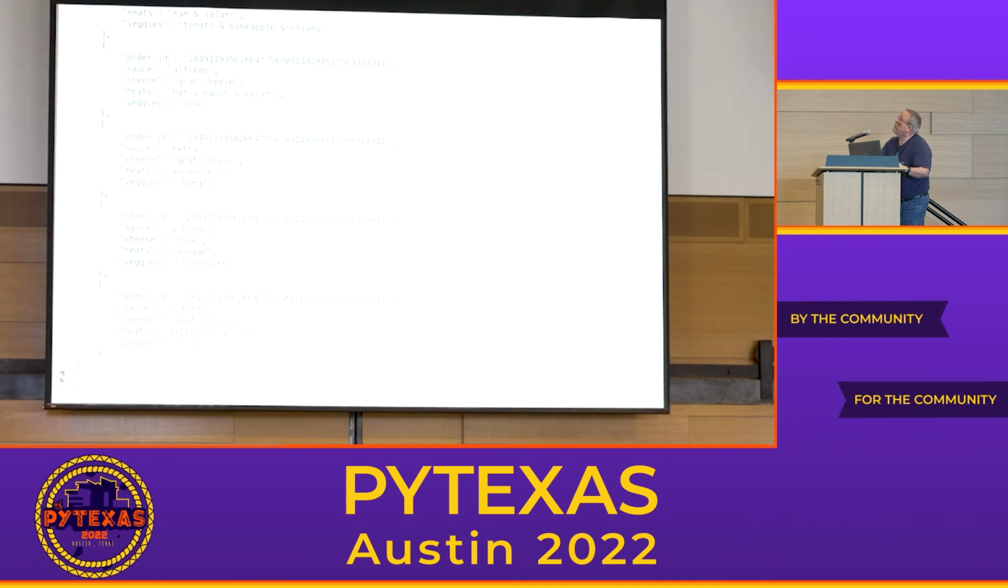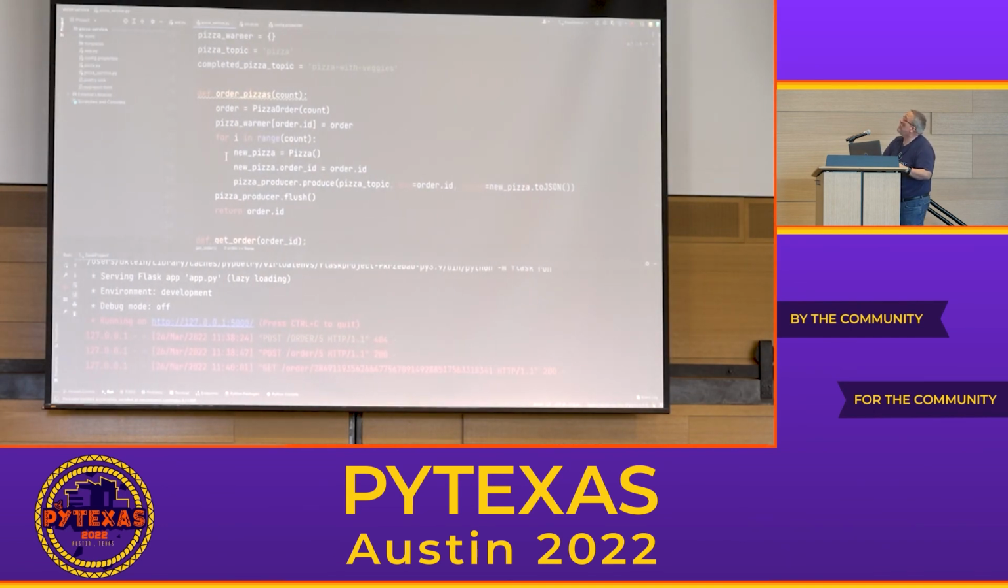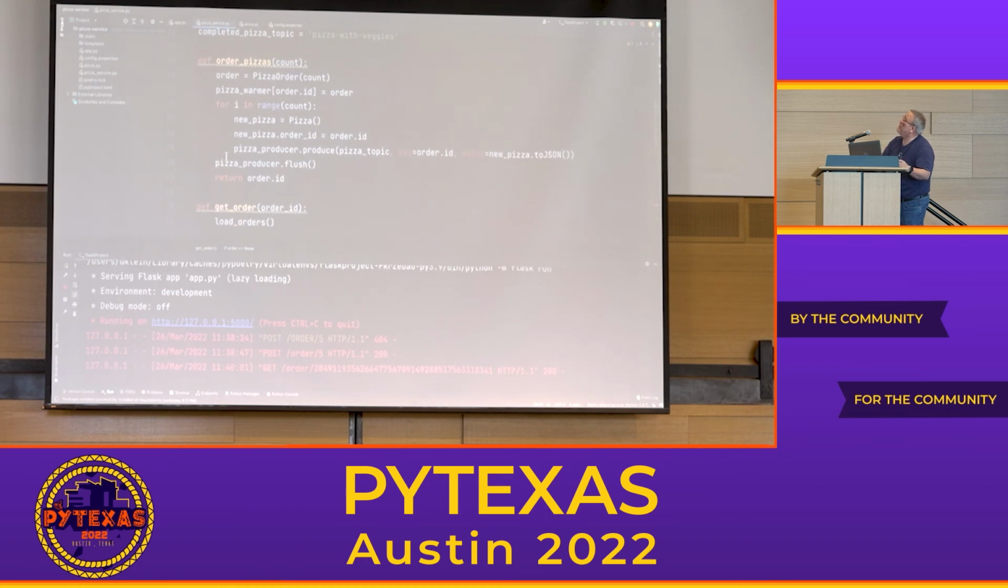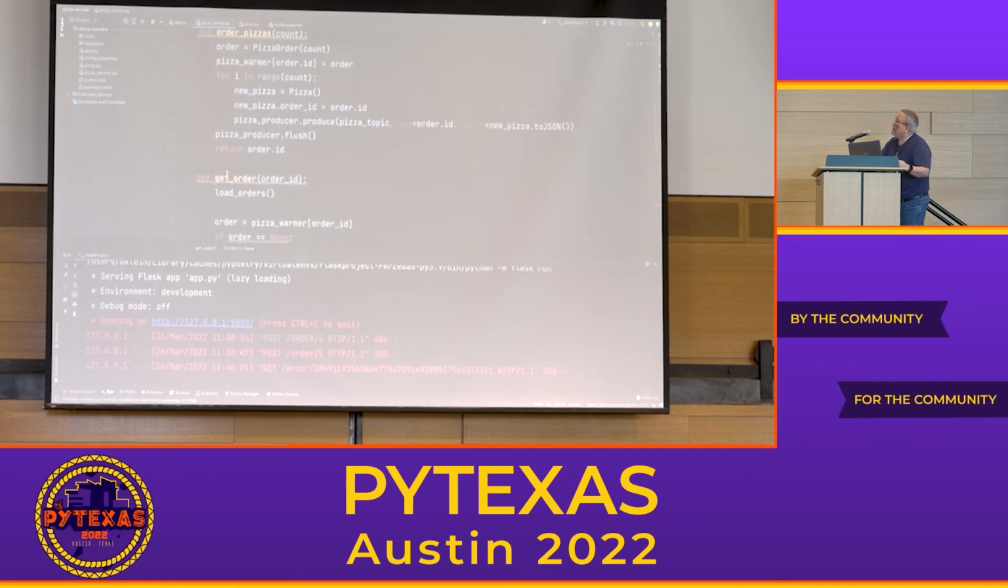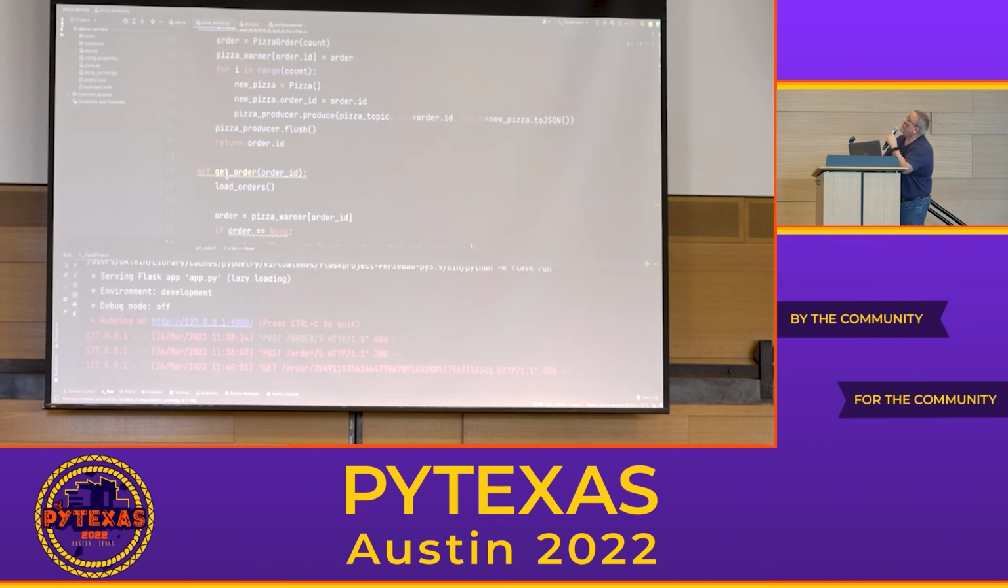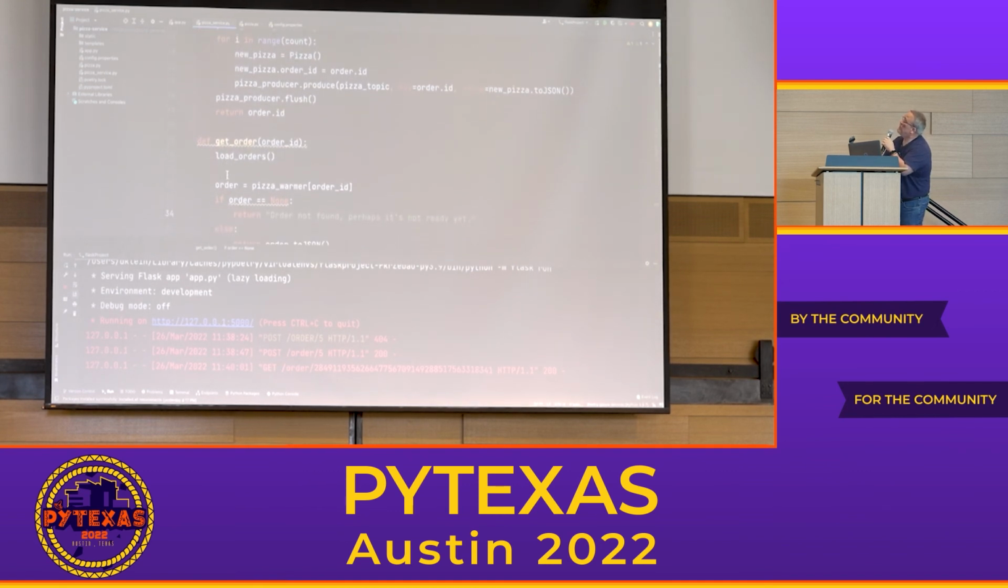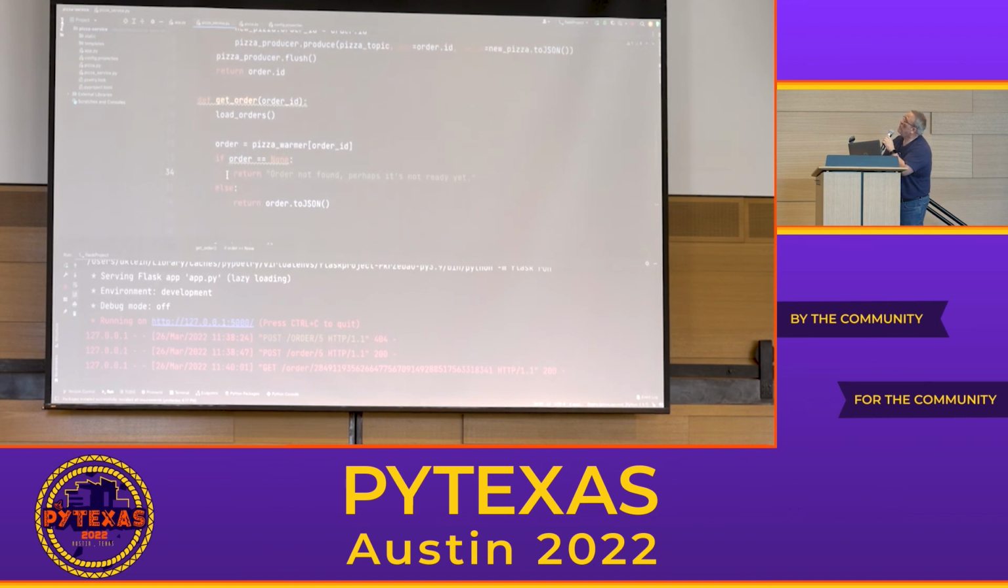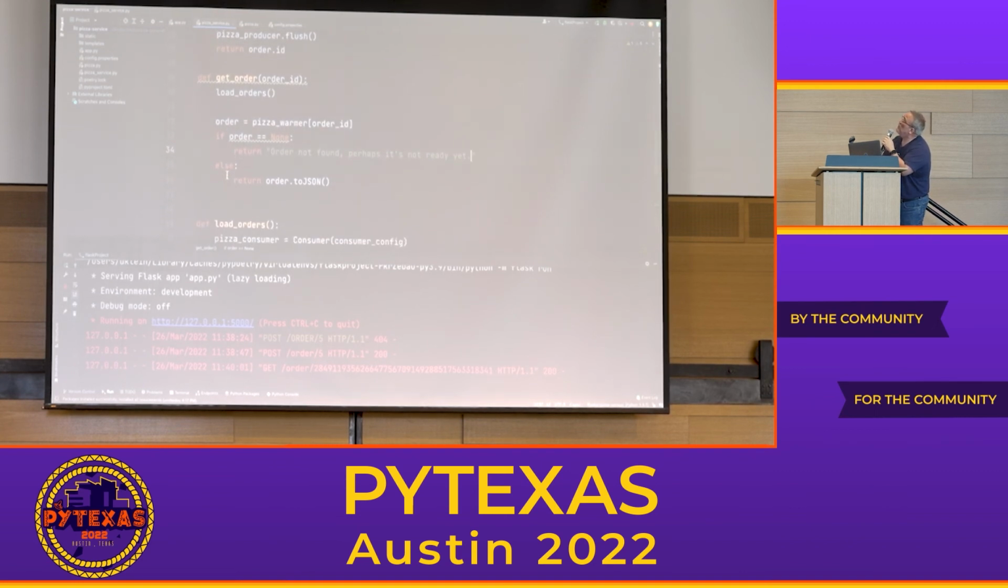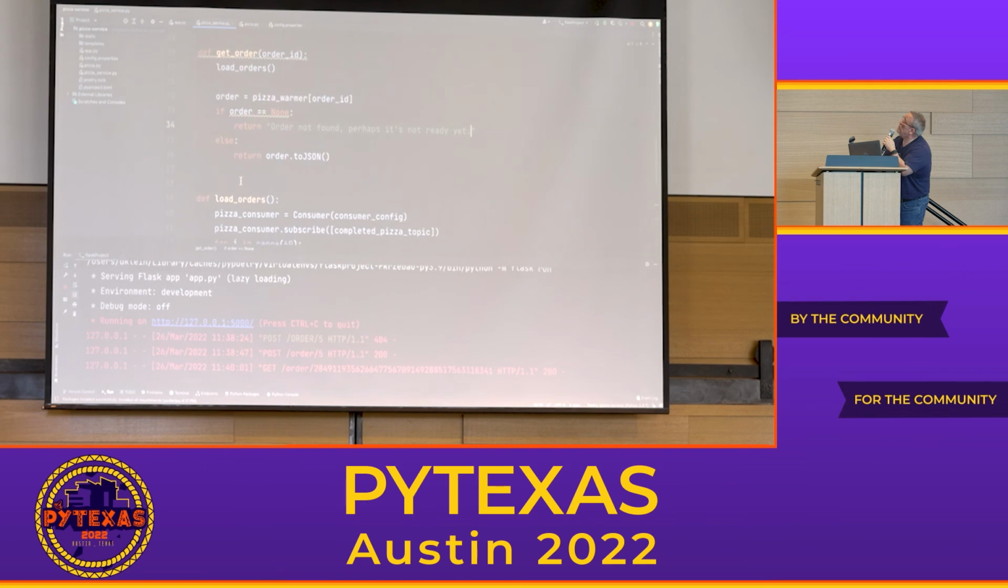All right, so I did want to show what we did there for getting the order. The get order was another endpoint that we had, and that leads to this one here. What we do now is call this load orders, and that's going to fire off a consumer. This is going to be a short-lived consumer because we're only doing it when the endpoint's called. So when we call the thing, we create the consumer right then and there.